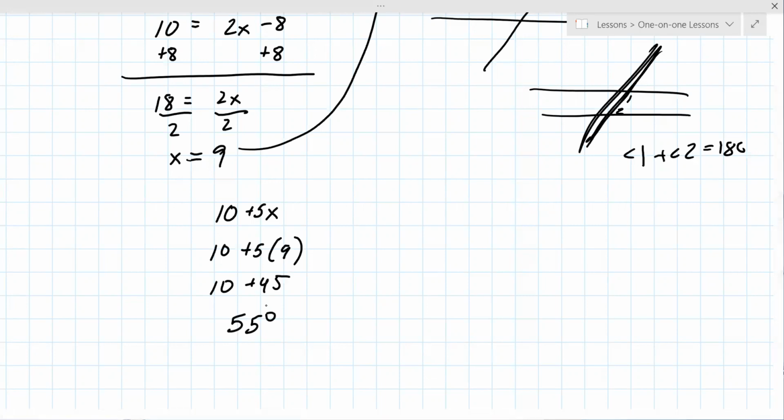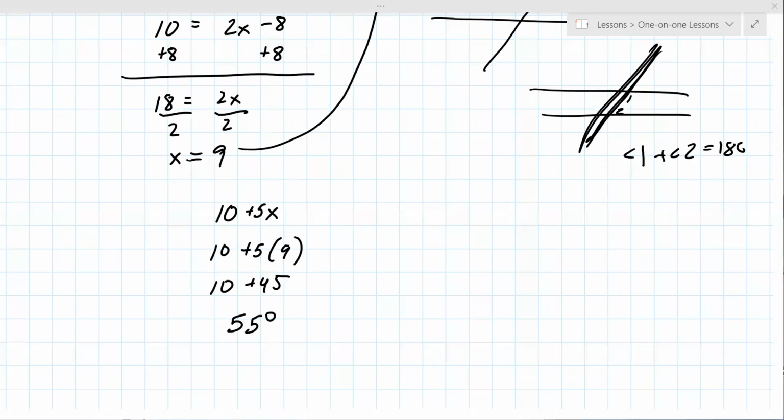All right, and then it would be the same for the other one, right? Because they're the same measure. Good question. Yeah, if you check it and put 9 into the other one, you get 7 times 9, which is 63. 63 minus 8 is 55 degrees. It's a great way to check that you've done it correctly. Okay.